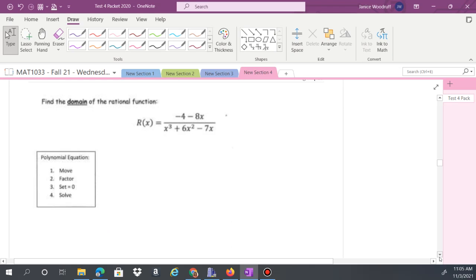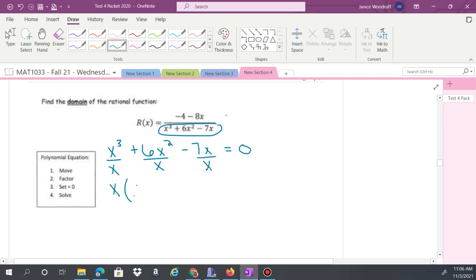So when I look at the denominator, I have an x cubed, which means there's going to be 3 values of x that the denominator cannot be. Okay, so I'm still going to take this denominator and set it equal to 0. So I have x cubed plus 6x squared minus 7x equals 0. So I have to find the values of x, and then those would be my restrictions on the domain. Okay, so here I could pull a GCF of x out of these. So I'm going to do that.